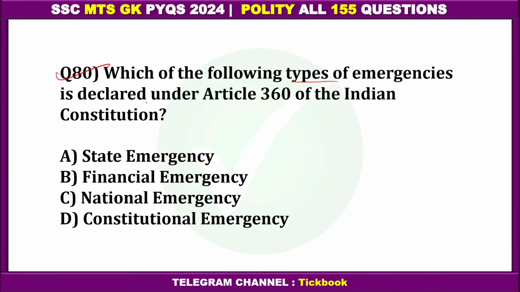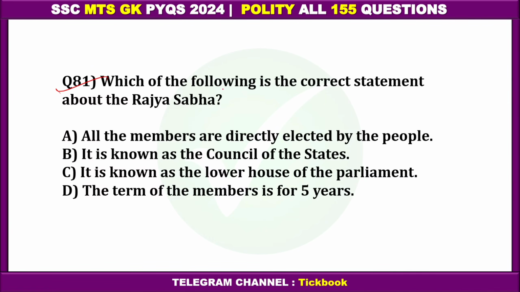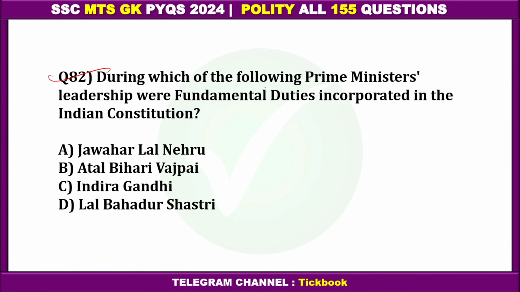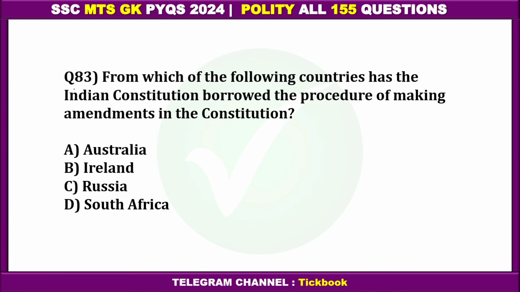80. Which of the following types of emergencies is declared under Article 360 of the Indian Constitution? Number B, financial emergency. 81. Which of the following is the correct statement about the Rajya Sabha? Number B, it is known as the Council of the State. 82. During which of the following Prime Minister's leadership were fundamental duties incorporated in the Indian Constitution? Number C, Indira Gandhi.